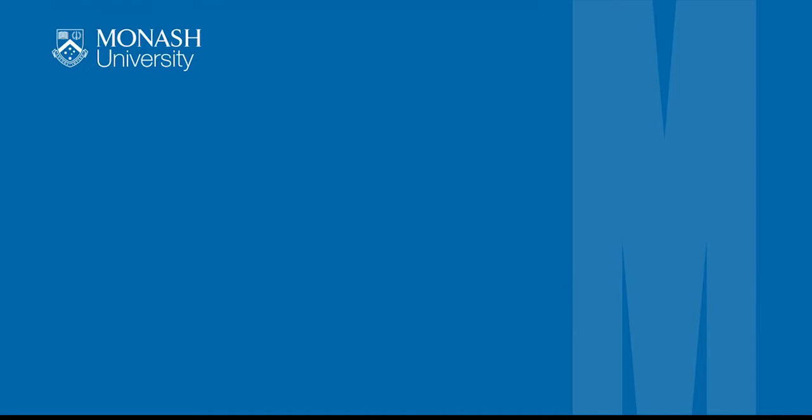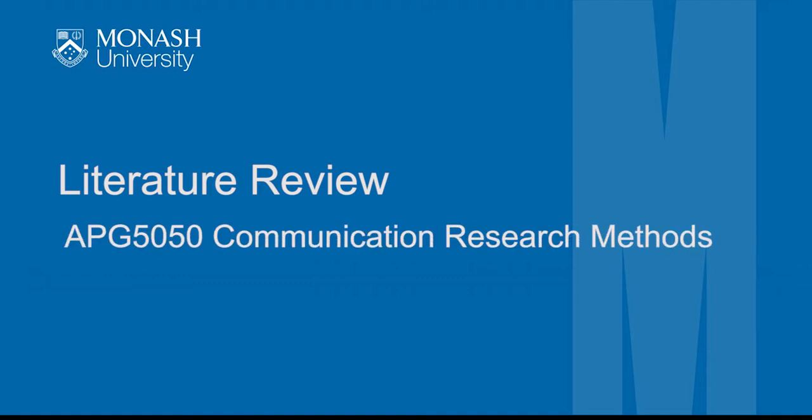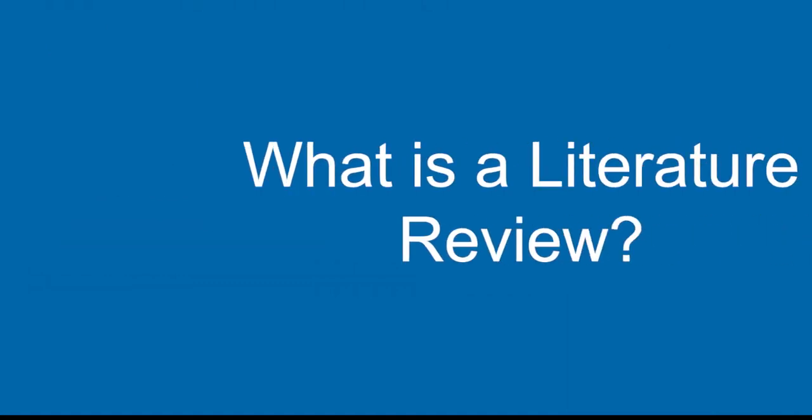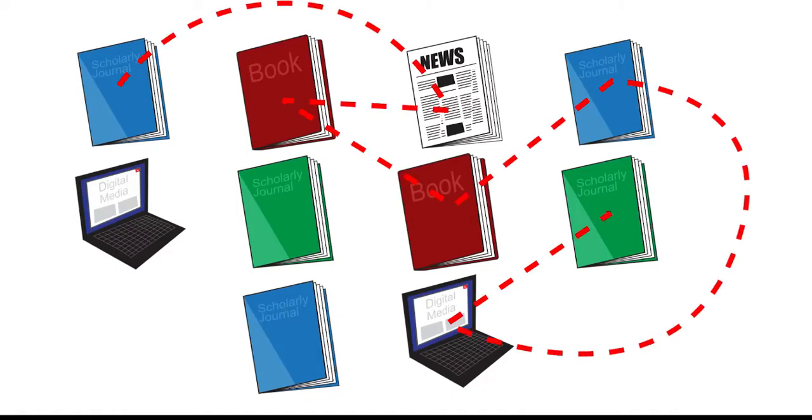Hello, this video will explain what a literature review is and demonstrate how to write a literature review for your Communication Research Methods course. A literature review has two main functions. Firstly, it gives your readers a map of the key ideas that have been applied to understanding the significance of a media phenomenon. Secondly, it allows you to explain how your work fits into the larger field of study.